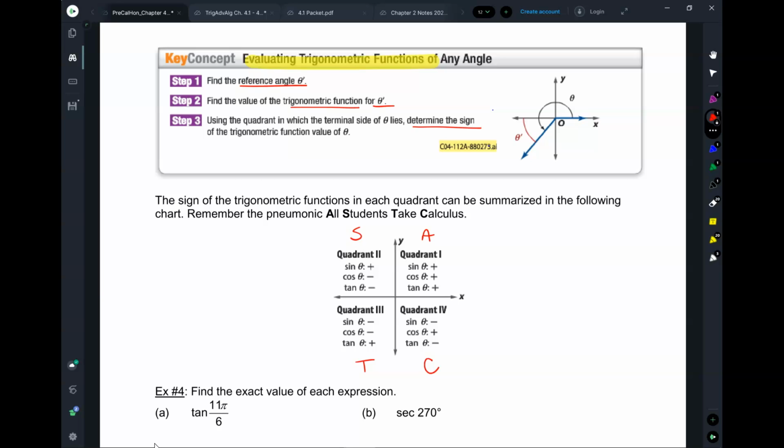Okay. So tangent here, tangent is positive, everything else is negative. Cosine is positive here and everything else is negative. So if you've got an angle that ends up here and you want to take the tangent of it, it's positive. You want to take the cosine of it, it's negative. That's what it is.